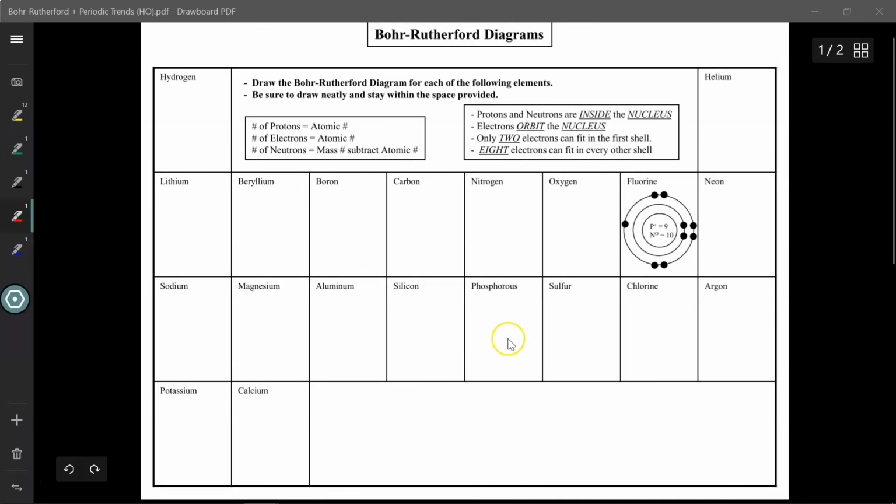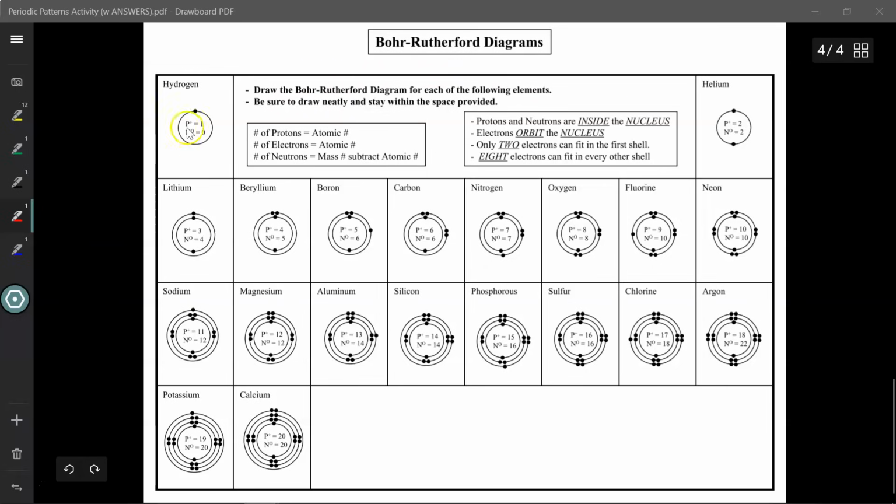Alright, so what I'd like you to do now is press pause and then try and draw the Bohr-Rutherford diagrams for all the other elements you see over here. When you're done, press play and we'll take it up together. Alright, so your Bohr-Rutherford diagram should look something like this. Please check your work and make any necessary corrections.